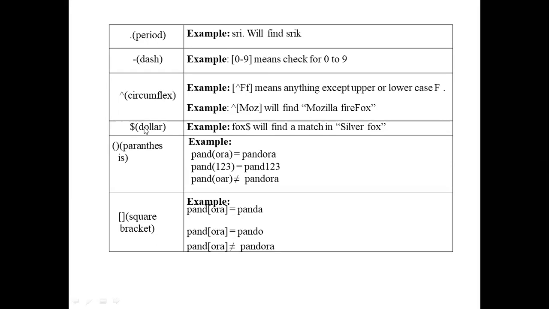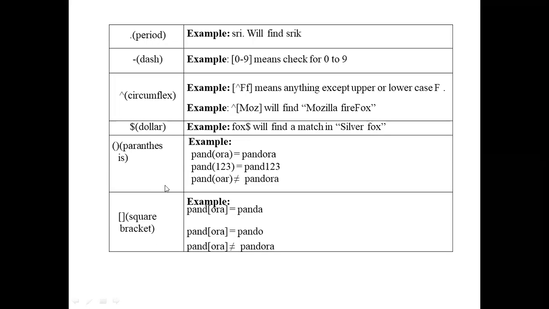Next, dollar. The dollar means look only at the end of the target string. Here fox dollar means fox is at the end of the given string. The given string is the silver fox, so fox is at the end of the given string. So it matches.